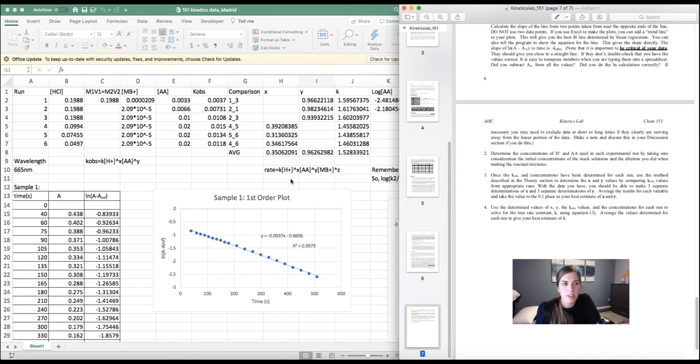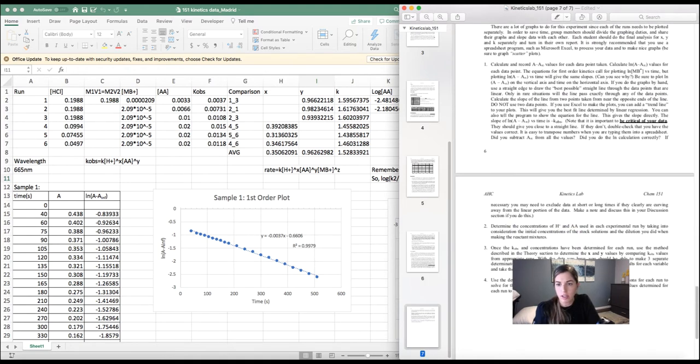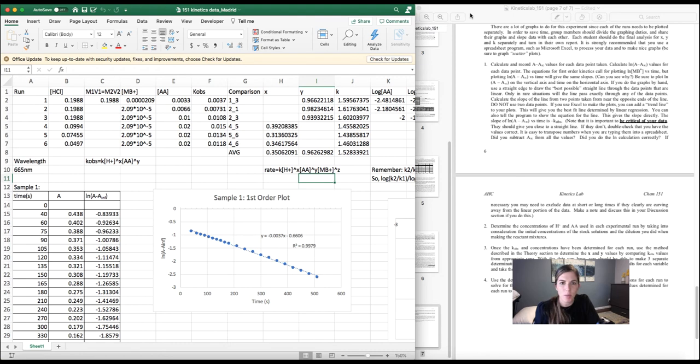Okay, welcome to part 2 of the calculations for kinetic methylene blue with ascorbic acid. We're going to finish number 3 and 4 together in this video. So I have opened the Kinetics lab calculation section right here. I'm on page 7 and we're starting with number 3, and I also have open my spreadsheet. Okay, so I'll work through what all these numbers mean and where I get them.